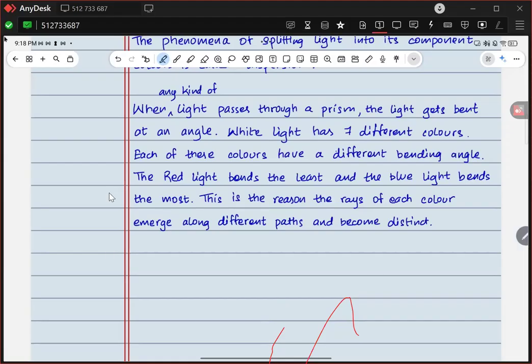Manasvi, can you tell me? Yes, sir. Can you tell me if we can get 7 different colors from white light, can we do the reverse using a prism?